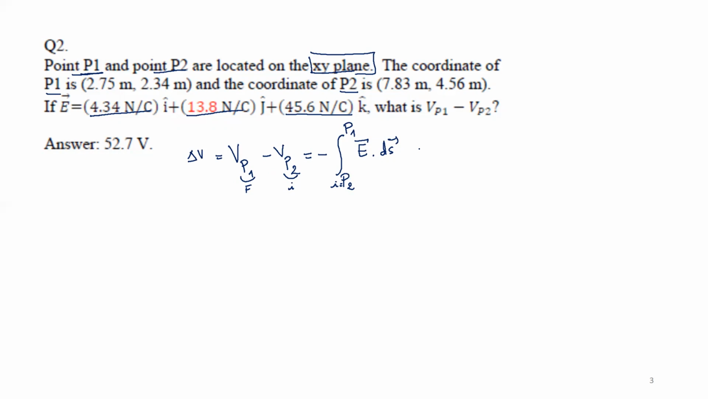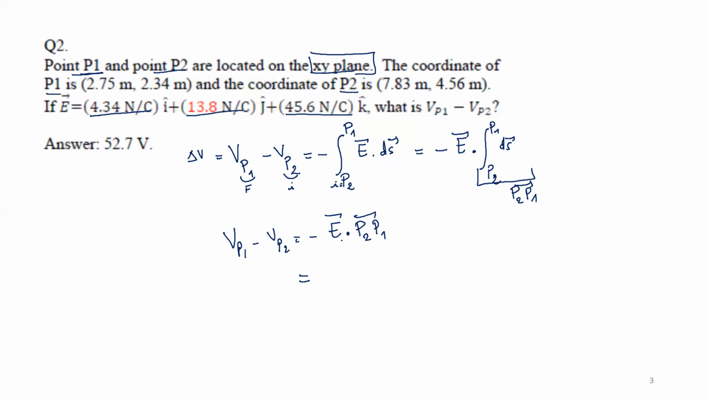Now the electric field is constant, so let me take it out. So I have minus E vector dot the integral between P2 and P1 of ds. Well, this just gives me the vector P2P1. So the delta V that I want, VP1 minus VP2, is just minus E dot P2P1, because it's a displacement. I'm looking for the vector displacement. I'm going from P2 to P1.